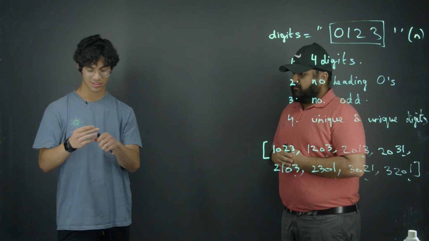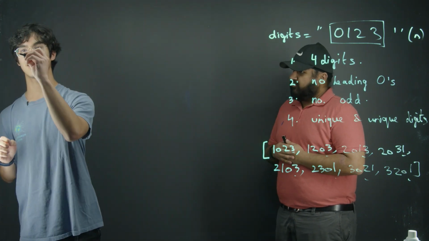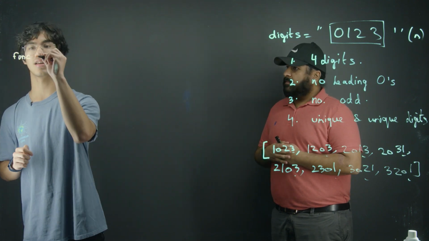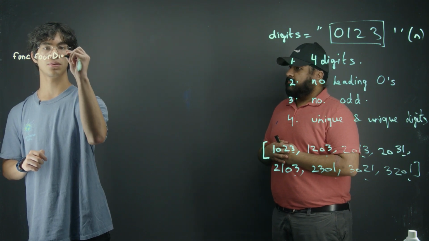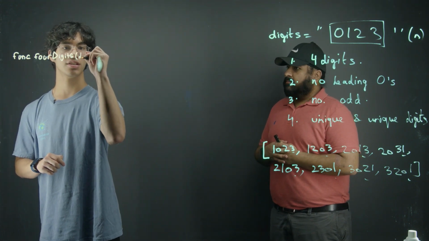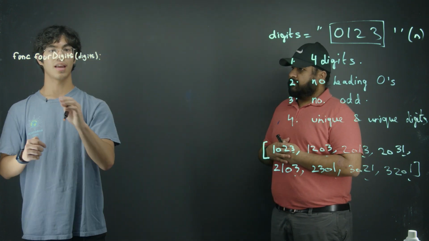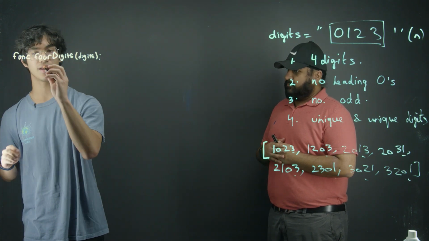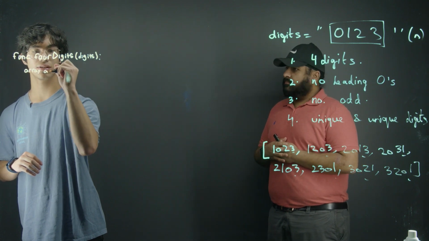Thanks. All right, I'll create a function, and I'll be writing in pseudocode if that's all right. Sure, that's absolutely fine. So we're going to have a function called 4 digits, and it takes in that string digits. Like I said, we want an array to store all the numbers that we can have. So let's call this array answer.